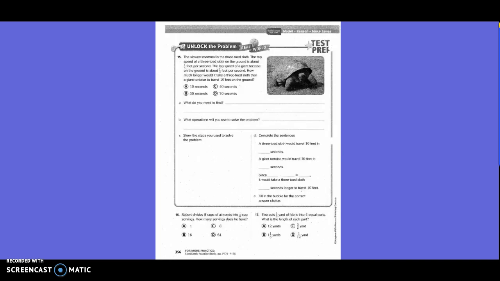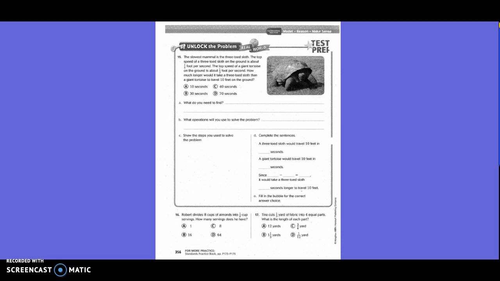Unlock the problem. The slowest mammal is the 3-toed sloth. The top speed of a 3-toed sloth on the ground is about 1/4 foot per second. The top speed of a giant tortoise on the ground is about 1/3 foot per second. How much longer would it take a 3-toed sloth than a giant tortoise to travel 10 feet on the ground?